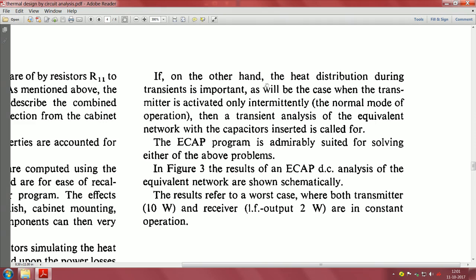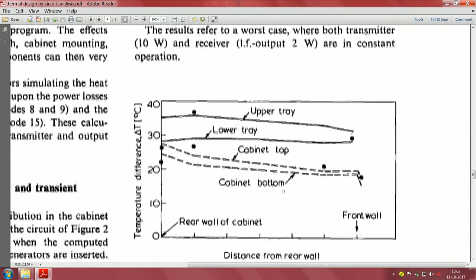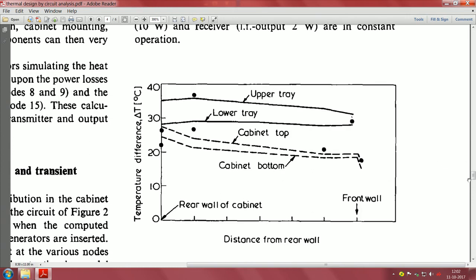If you read along with me on this, the heat distribution during transients is important, as will be the case when the transmitter is activated only intermittently, the normal mode of operation. Then a transient analysis of the equivalent network with capacitors is called for. The ECAP program is admirably suited for solving this. Results of the ECAP DC analysis of the equivalent network are shown. Refer to the worst case where both transmitter and receiver are in constant operation. Probably have a look at it.